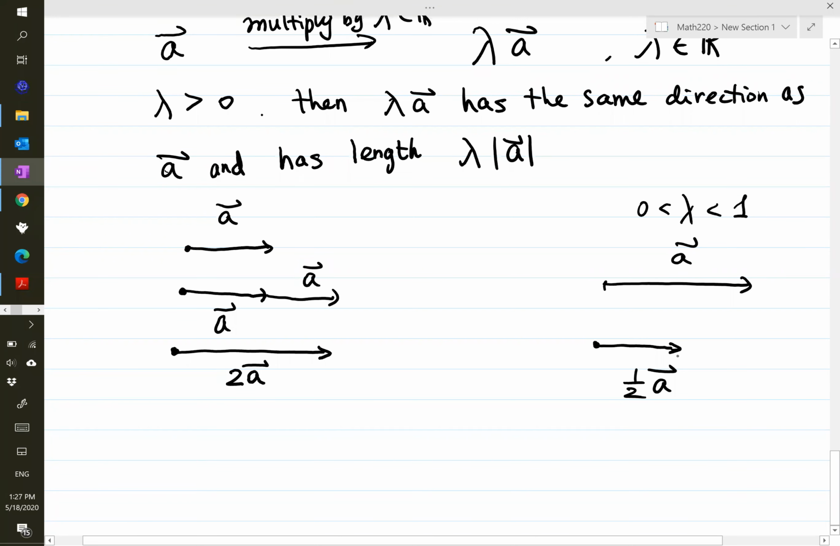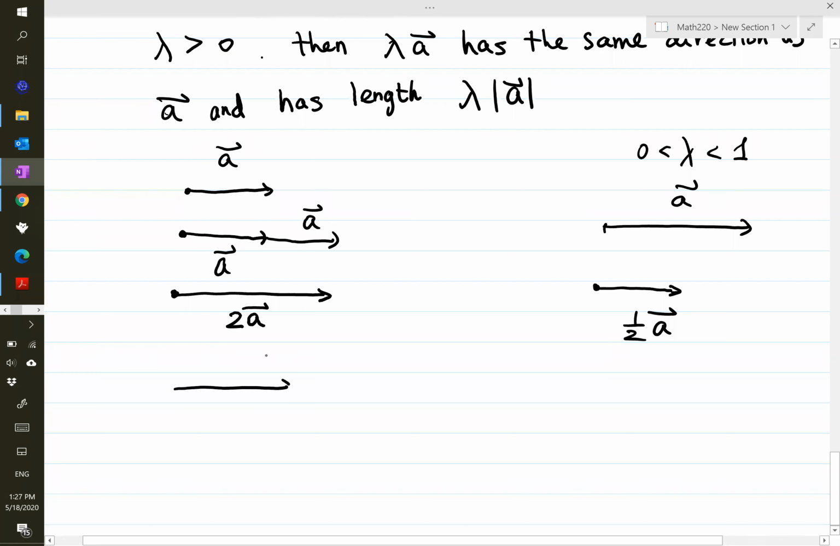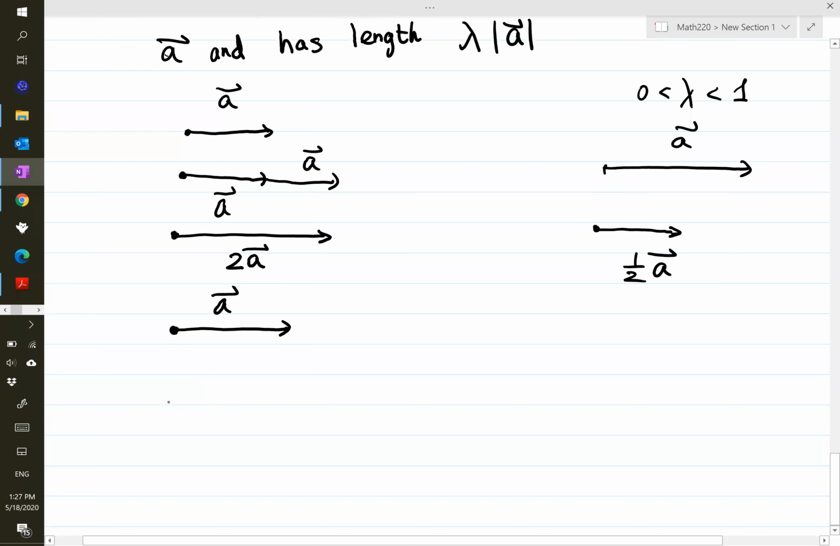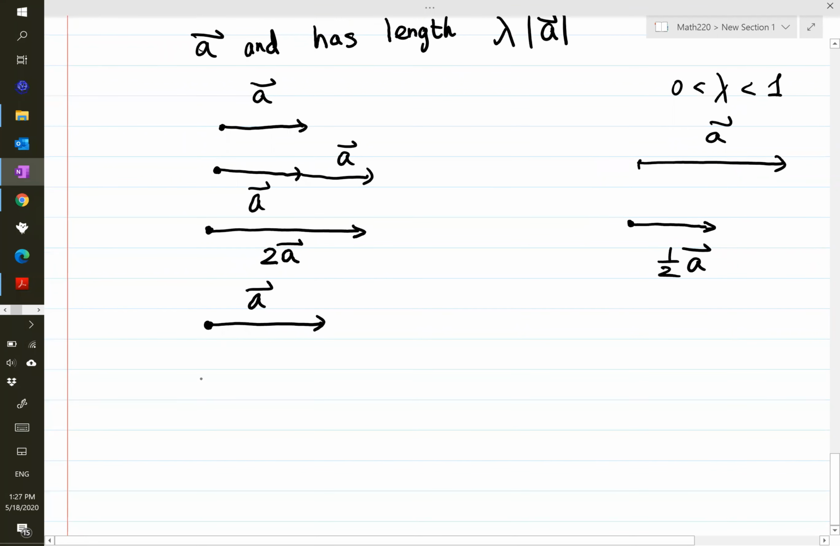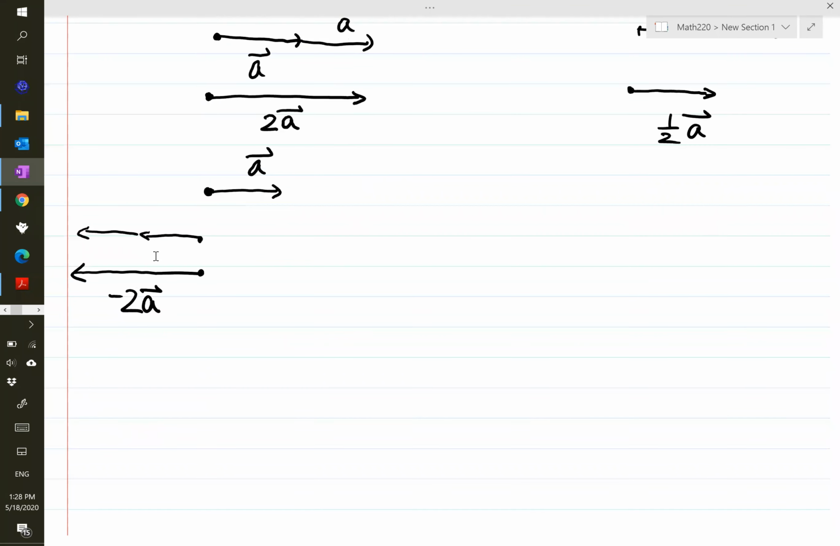Now, if we multiply by a negative number, then we just flip the direction. So we rescale the length, then flip the direction. For instance, suppose this is A. Now how do we get negative 2A? We flip the direction. Maybe I'll just make it shorter. This is A. Now for negative A, we flip the direction. So we get another copy of negative A, and this will be negative 2A. Flip the direction and rescale the length if we multiply by a negative number. Okay, this is very easy.